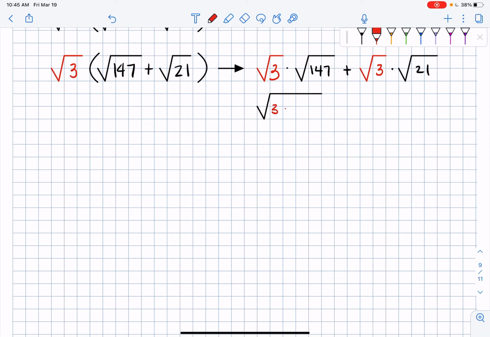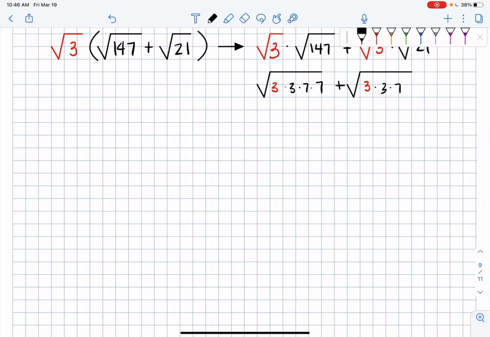1 plus 4 plus 7 is 12, and that's divisible by 3, so 147 must be divisible by 3. It is. It's going to be 3 times 7 times 7 plus you got the 3, and the 21 is going to be 3 times 7. Nice. Okay. So again, I look for pairs because the index is a 2. So here on the first one, I got a pair of 3s and a pair of 7s. So the pair of 3 comes out, the pair of 7 comes out, nothing left. Plus, a pair of 3 comes out, and then what's left over is going to stay inside the house, which is just the 7.